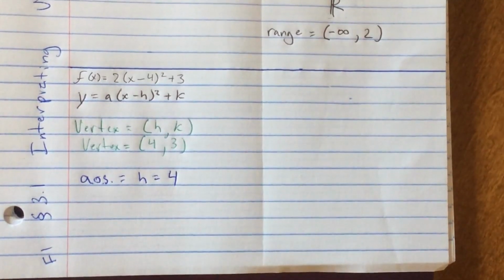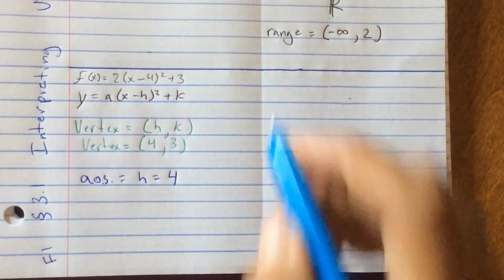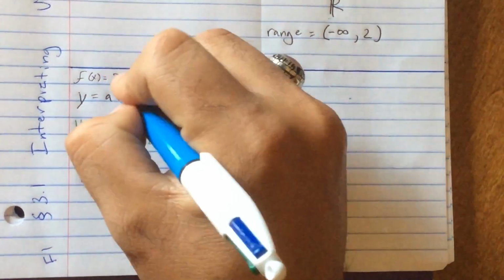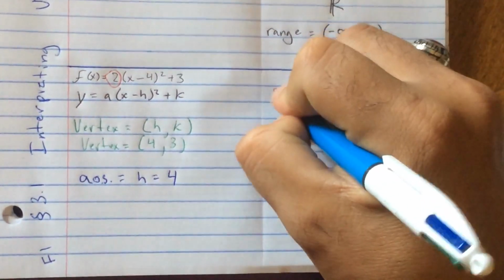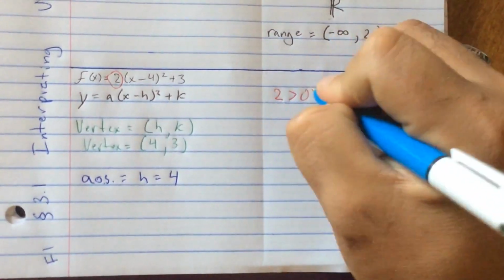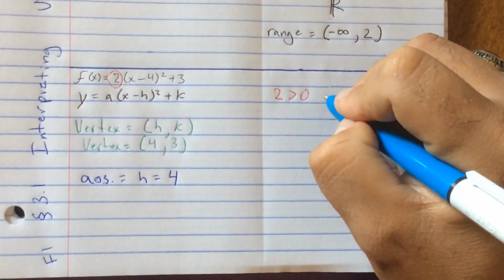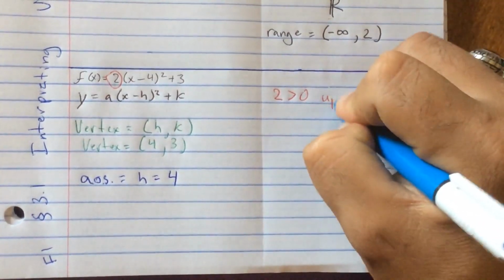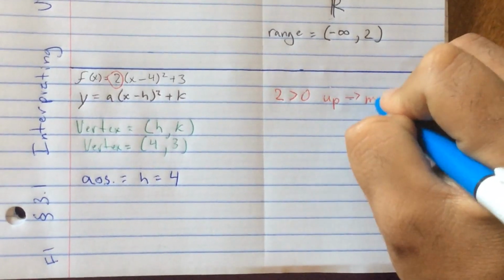Remember, this is review. The new part, again, is what we're doing over here. So we have our 2 here. This is our a. So our 2 is actually going to be greater than 0. That means our graph is going to be going upwards, so it's going to have a minimum.